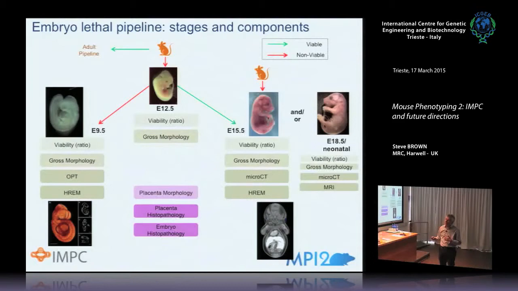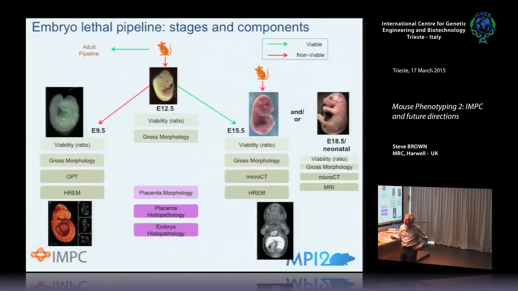And if they're alive at that age, E12.5, we'll then go to later time points, such as E15.5 or E18.5. Again, we'll look at viability at those ages. But importantly, we'll look not only at gross morphology, but we'll use sophisticated imaging techniques, such as micro-CT and HREM, or in some cases MRI, to look at the morphology and the anatomy of those embryos, and to try and work out why they're dying and what's wrong with them.